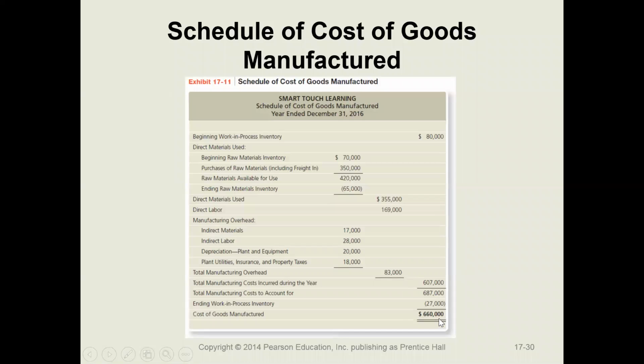Okay. So in computing the cost of goods manufactured, the format of this schedule is very important. So you just need to follow this directly.